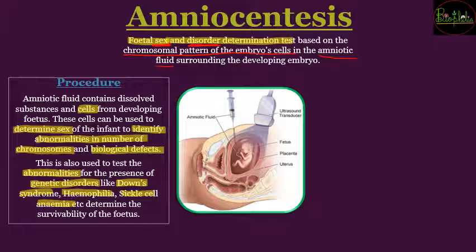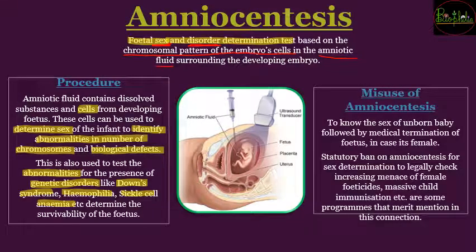So उसकी वजह से ये amniocentesis used to be done, but people used to misuse this procedure. What did people used to do? They used to take it as an advantage to understand the sex of the unborn baby. So unborn baby जो fetus है which is developing inside the womb, उसका gender पता कर लेते थे and when the gender used to come out to be female, in that case it was followed by a medical termination.